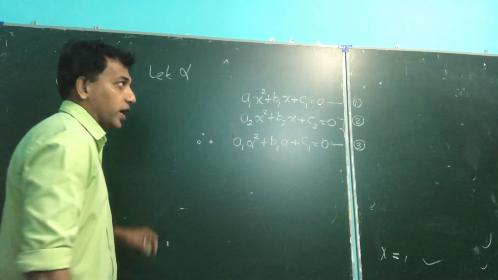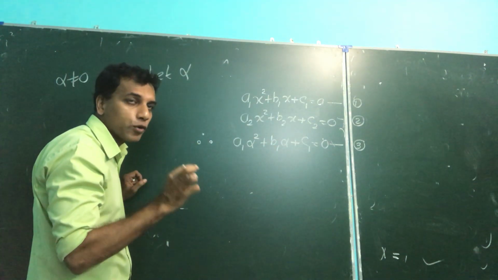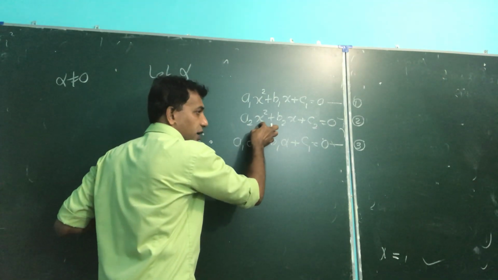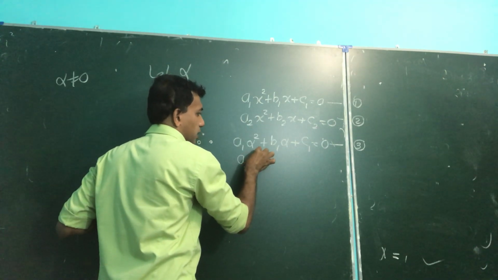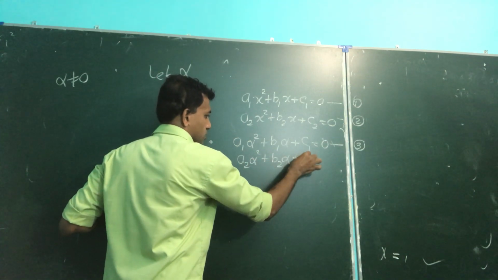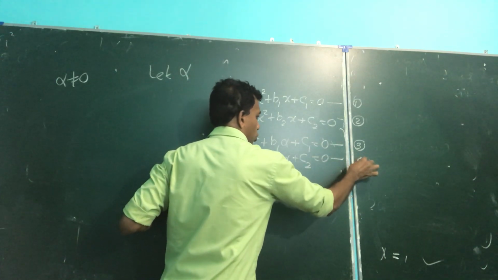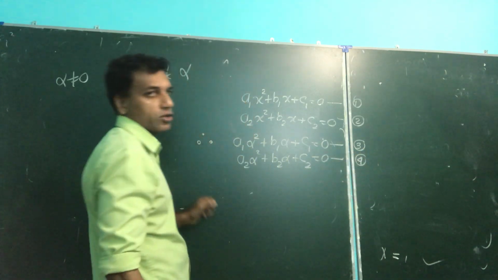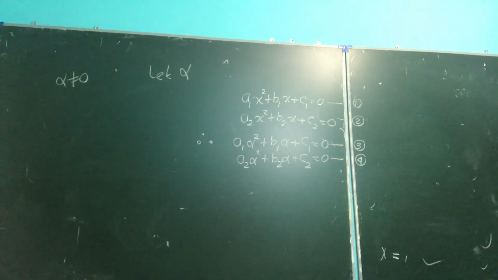Also in the second equation, put x for alpha because alpha is the common root. So alpha satisfies the equation a2 alpha square plus b2 alpha plus c2 equal to 0. Write this as the fourth equation. Copy this. It's the common root idea. Every problem you have to build up like this.